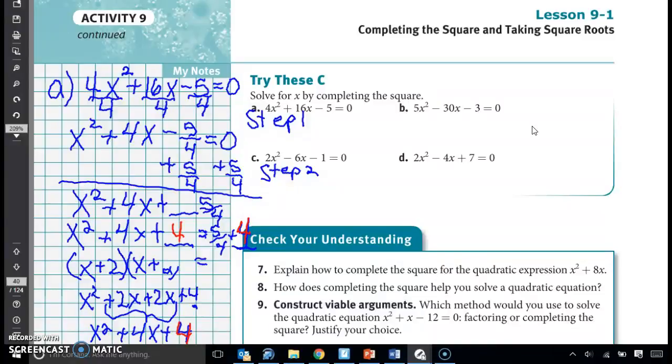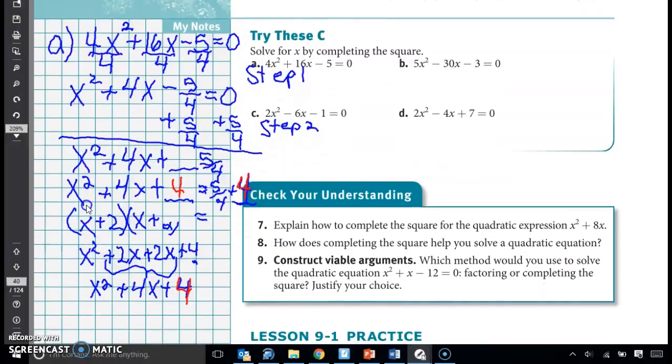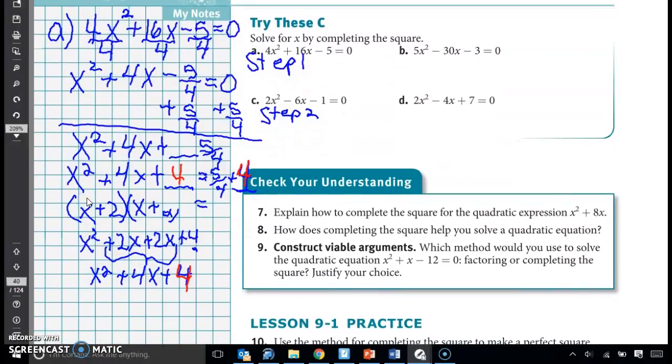Alrighty, so now we've completed the square here. We have x plus 2 squared equals 5 over 4 plus 4. What's 5 over 4 plus 4? What is it?